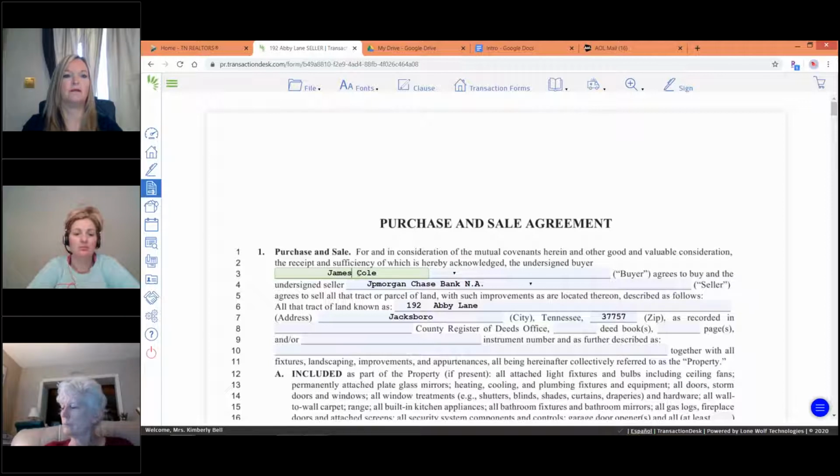So James C. Cole, and he wants to take, his wife is also going to be on the loan. So Jeanette C. Cole. And we call her Jeannie, but Jeannie is not her legal name. Jeanette is her legal name.